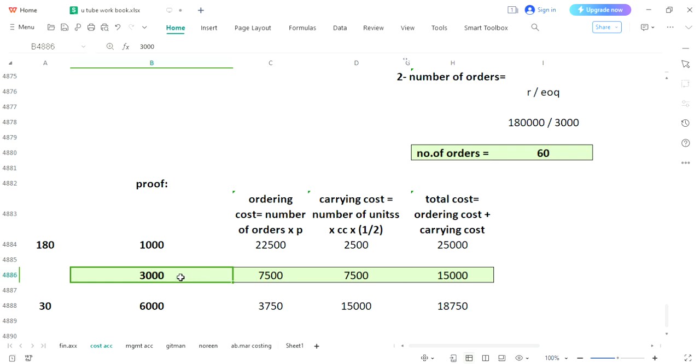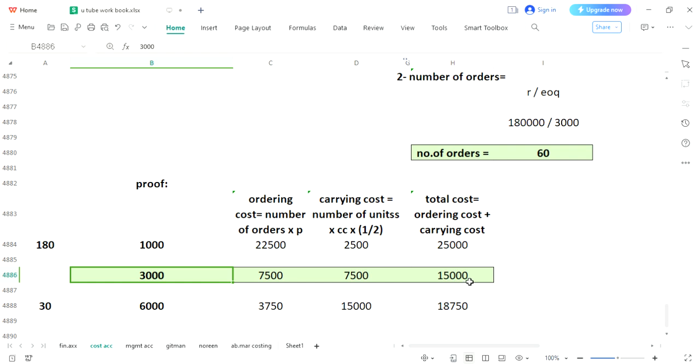And we have proved it, if you will give order of less number of units, 1000, you will have to pay more. And when you are giving order of more number of units as compared to economic order quantity, you will have to pay more. In both cases, it's a failure. Only under economic order quantity you will get least cost combination, and we have proved it.